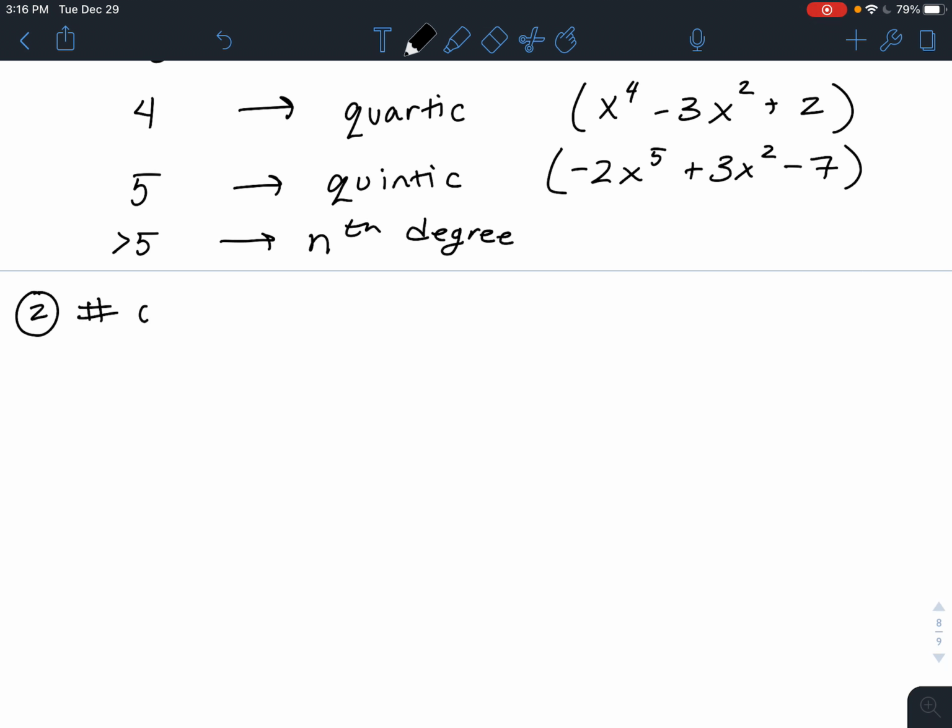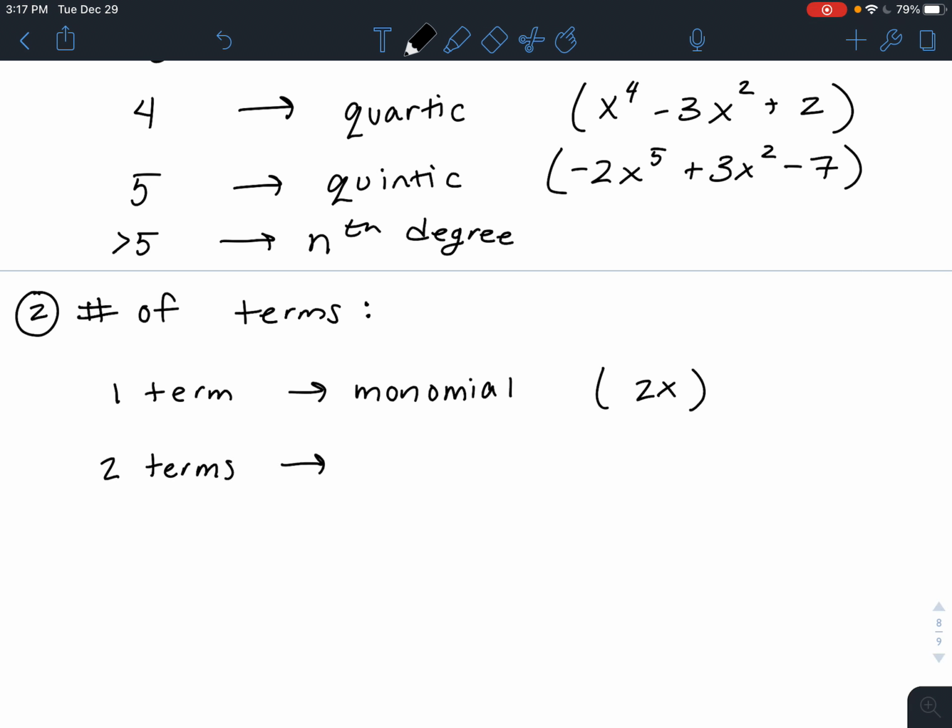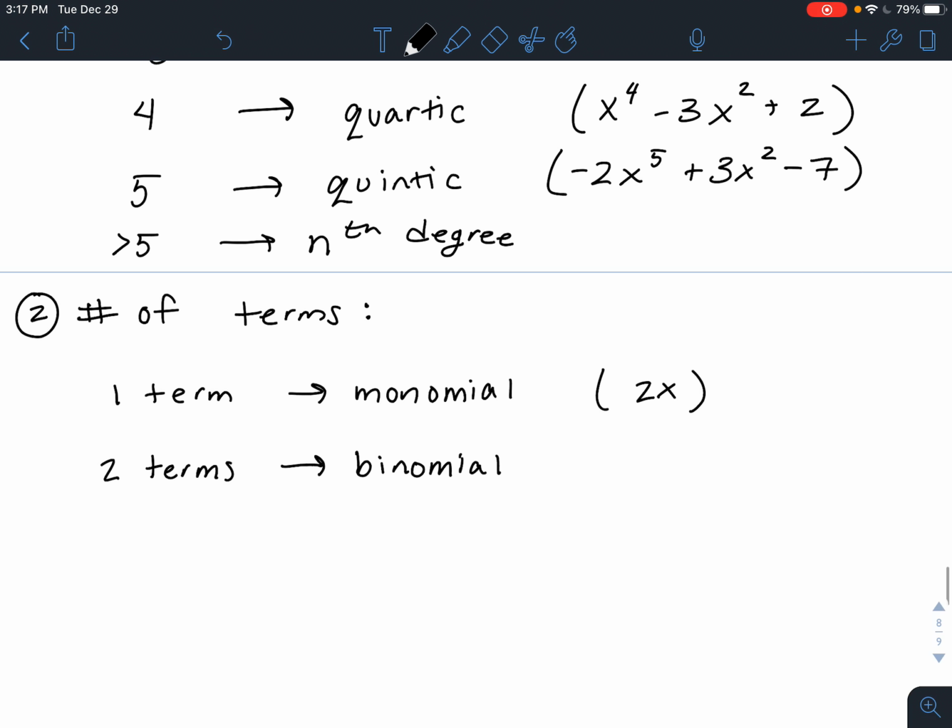So we can also classify polynomials by the number of terms they have. Right? So one term is called a monomial. Right, so that's going to look at something like 2x. If we have 2 terms, that's called a binomial. So something like 2x minus 3 is a binomial. If we have 3 terms, we call that a trinomial.